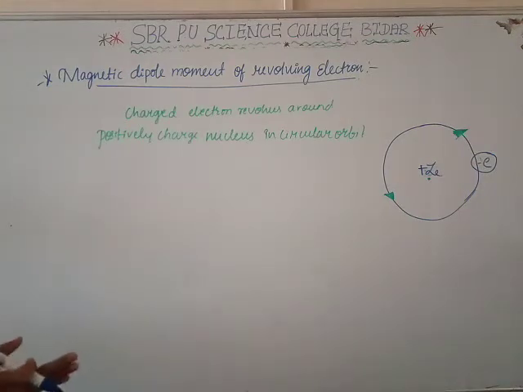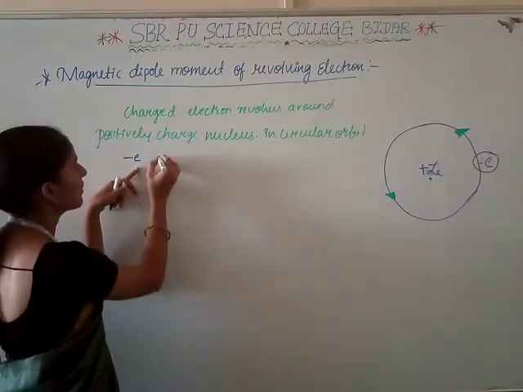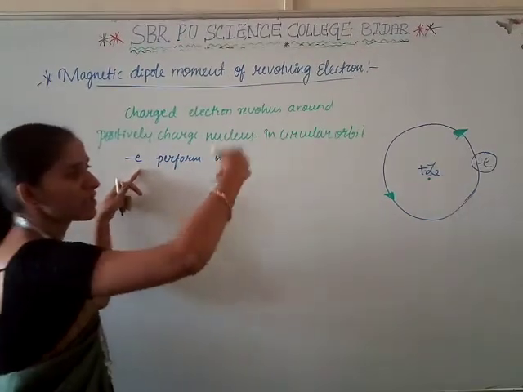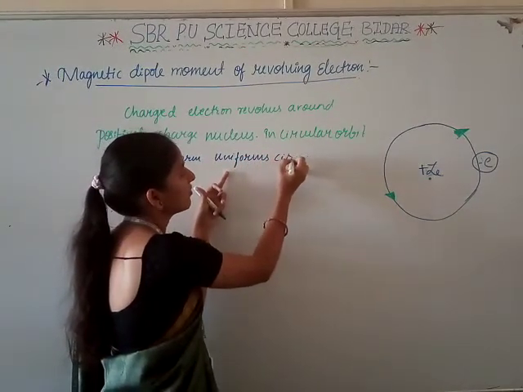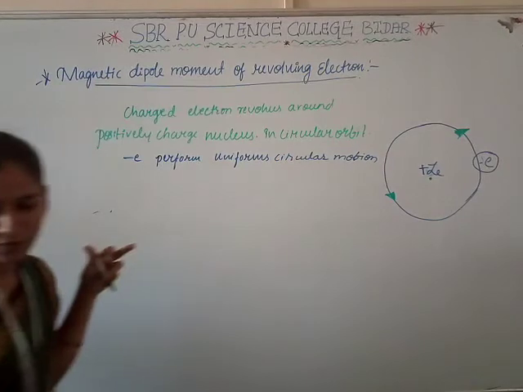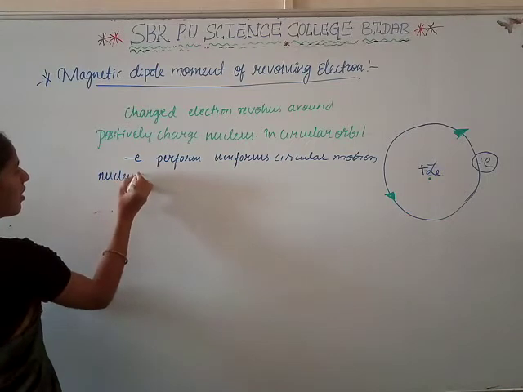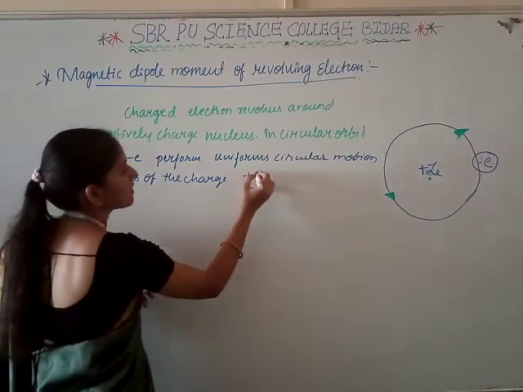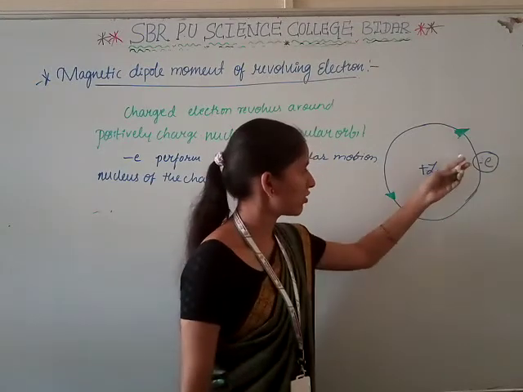Uniform circular motion around the nucleus of a charge. Therefore, the negative means the electron performs a uniform circular motion. Uniform circular motion means it is revolving uniformly around the nucleus of a charge, that is plus Z.